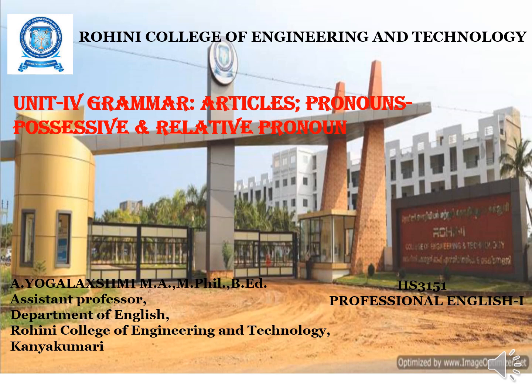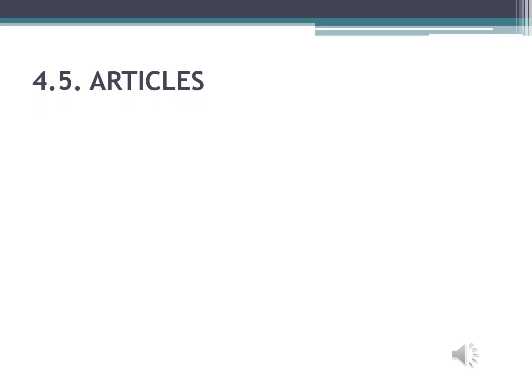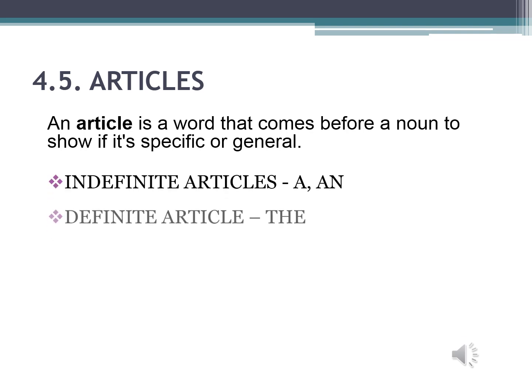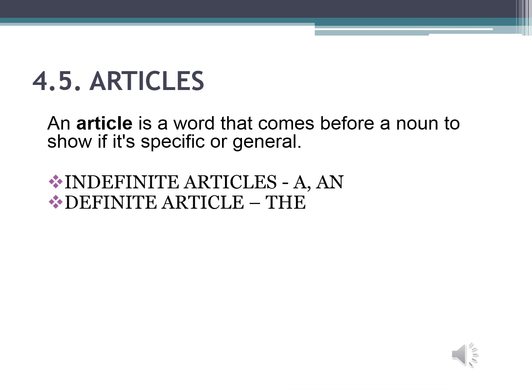Today we are going to discuss grammar, articles, pronouns, possessive and relative pronouns from Unit 4. Articles. Here is the definition for article. An article is a word that comes before a noun to show if it's specific or general. There are two types of articles in English grammar. One is indefinite articles. A and an are called indefinite articles. Definite article, the. The is considered to be the definite article.